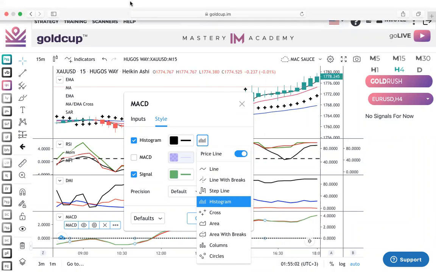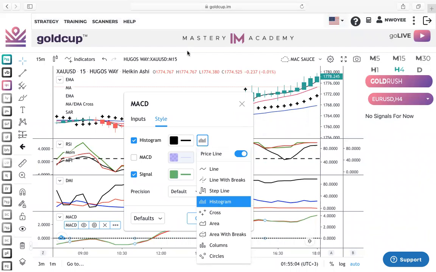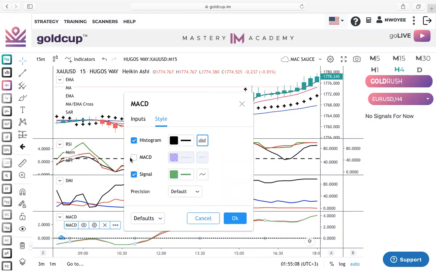I'm going to let it sink in for a couple seconds. All right, now MACD is unchecked. The signal is green, precision is at default, right? Precision is the default. I'm going to give it a couple seconds for everybody to put that down, and we're going to move on to the juicy part.